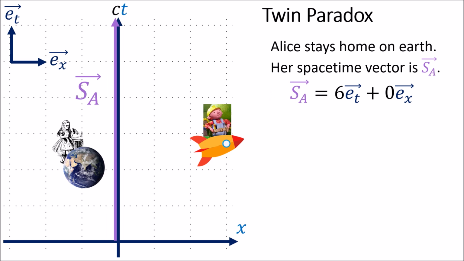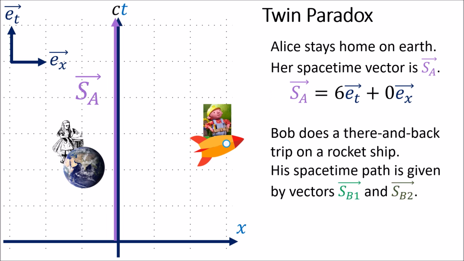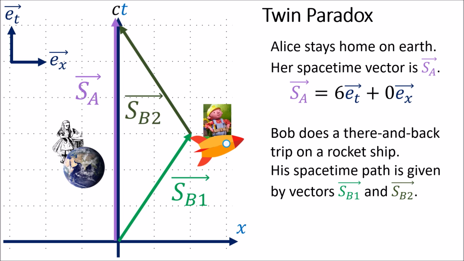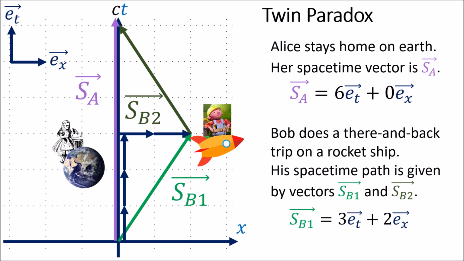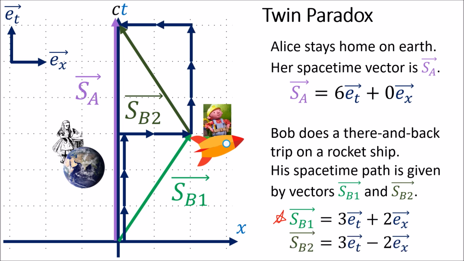Bob does a there and back journey on his rocket ship, so his world line through space-time is a combination of 2 linear segments, given by the vectors SB1 and SB2. SB1 equals 3 time units and positive 2 space units, moving to the right, and SB2 equals 3 time units and negative 2 space units, moving to the left.